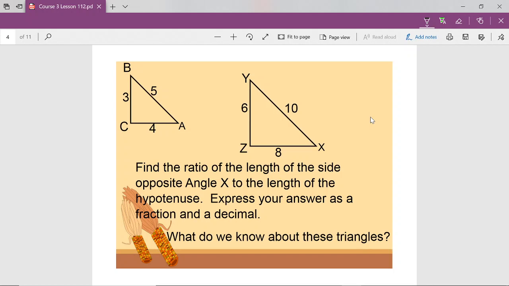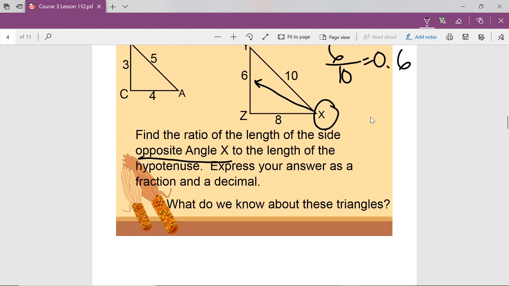Okay, how about this one? Find the ratio of the length of the side opposite angle X to the length of the hypotenuse. Now we care about angle X here. So we want the one that's opposite, so 6 over the hypotenuse 10, which is 0.6. Okay? All right, so what do we know about these triangles? One thing that's really important to remember about these triangles is that they're all right triangles. We have that right angle. So that's a big thing that we care about here.